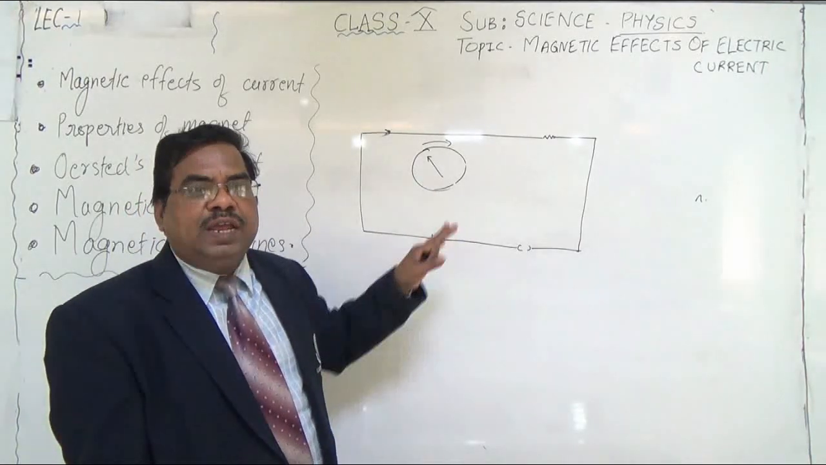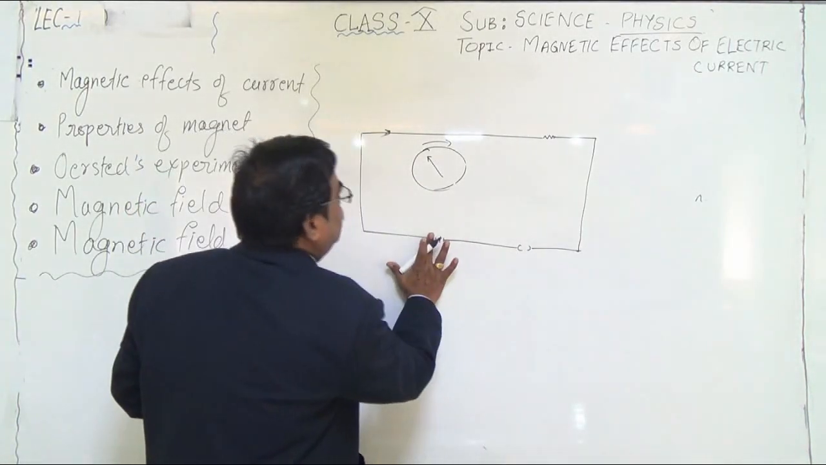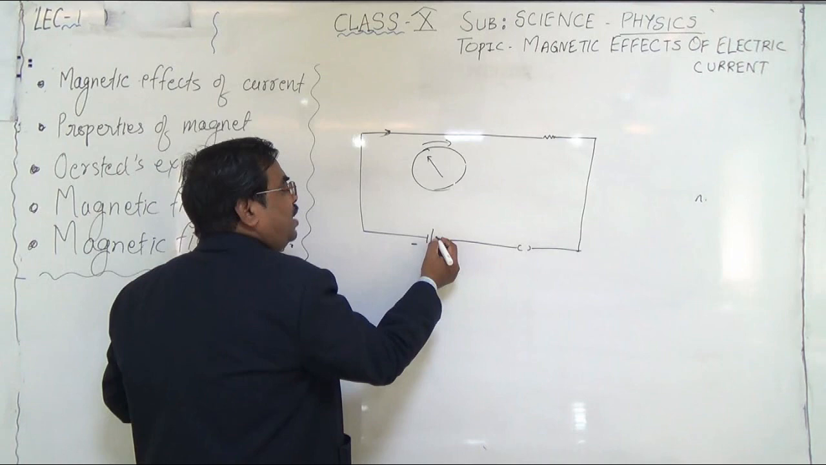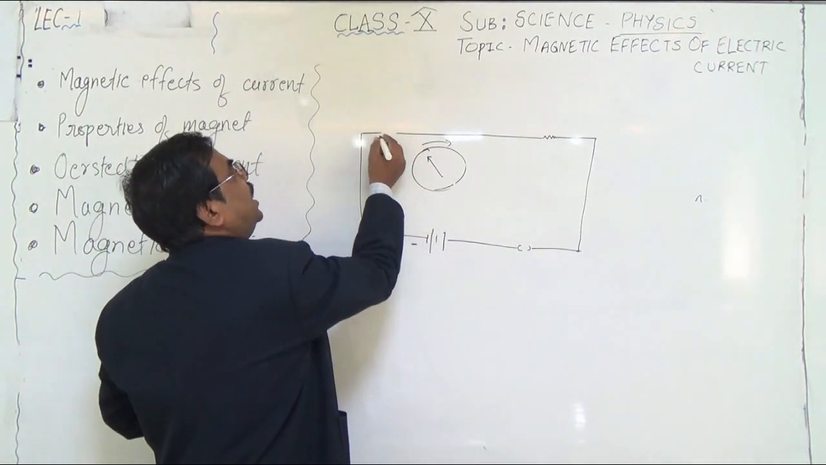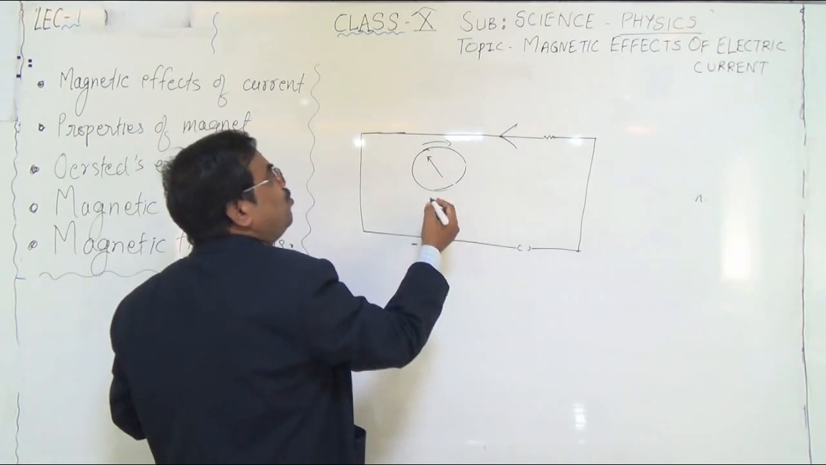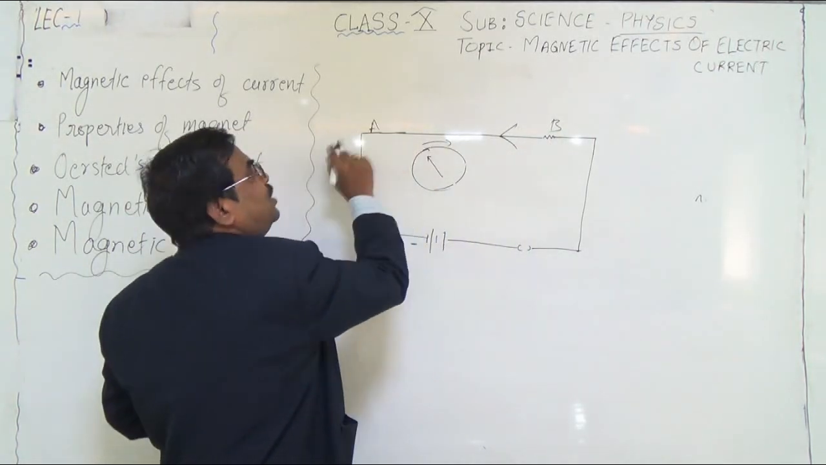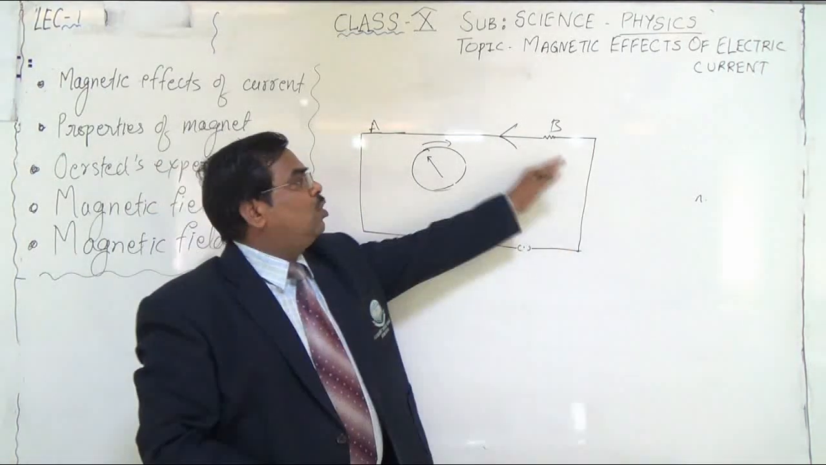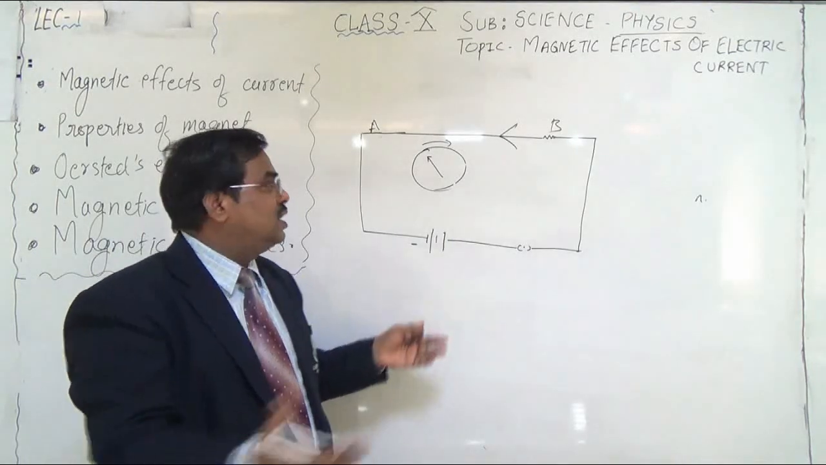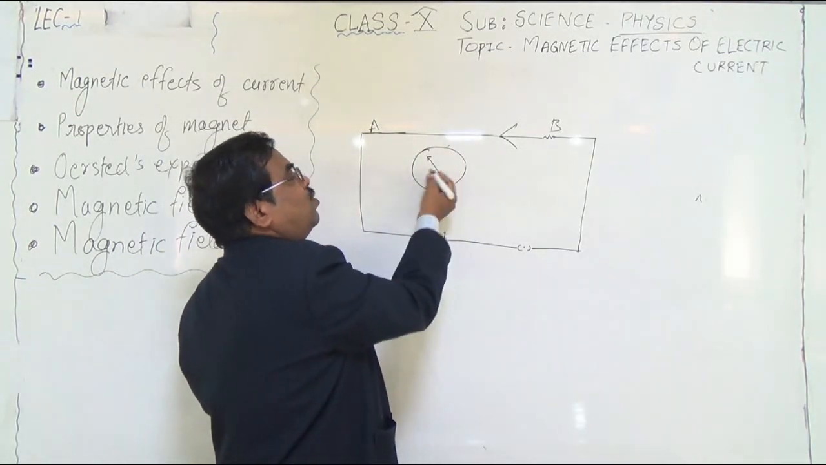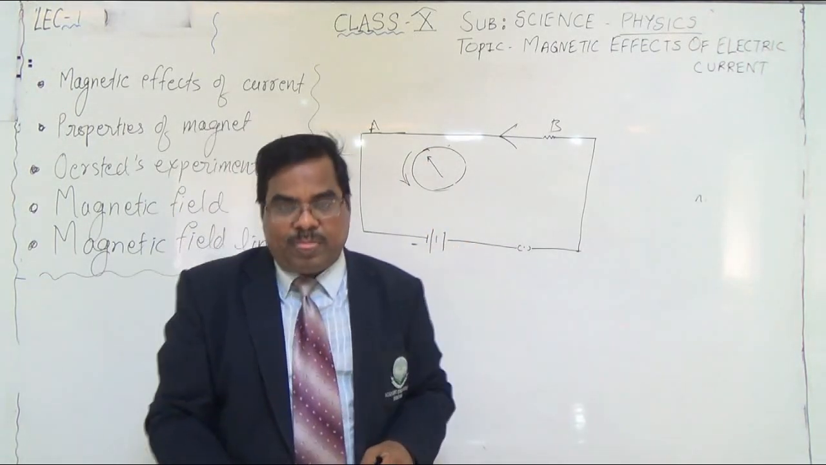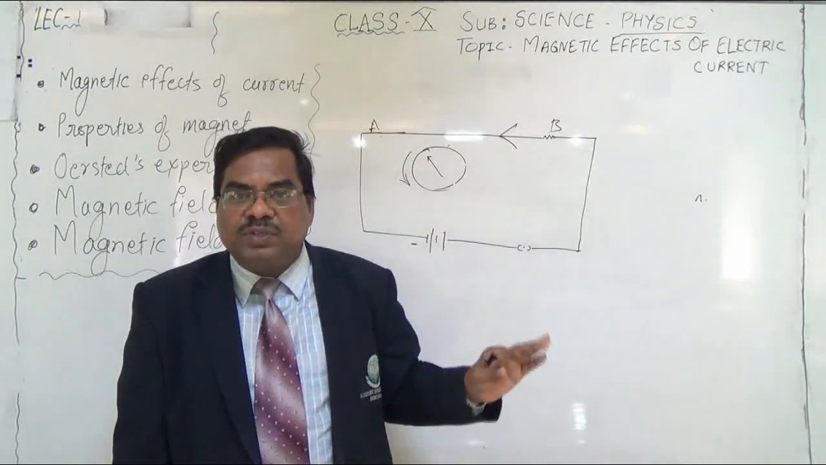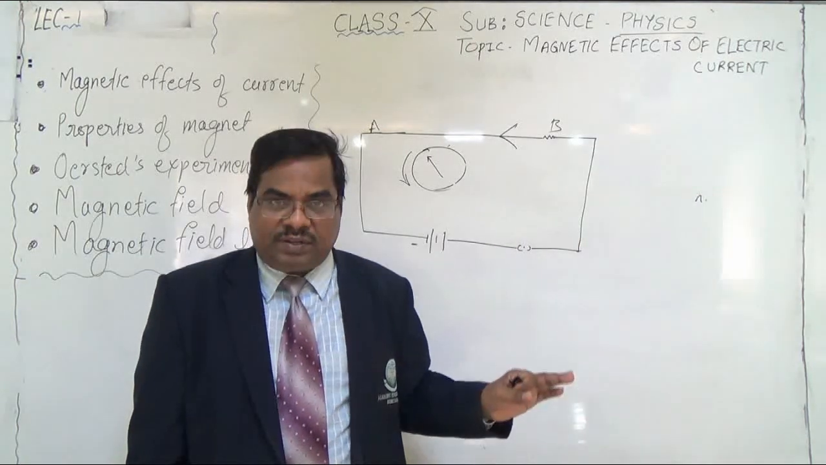To his satisfaction, he repeated the experiment by changing the polarity of the cell. This time he made the current pass in the opposite direction. Now the current was flowing from B to A. Earlier it was A to B. Now he changed the polarity and made the current flow B to A. To his surprise, he found that this time the needle was deflecting in the opposite direction. So it was a clear indication that the current, when it flows, produces a magnetic field.